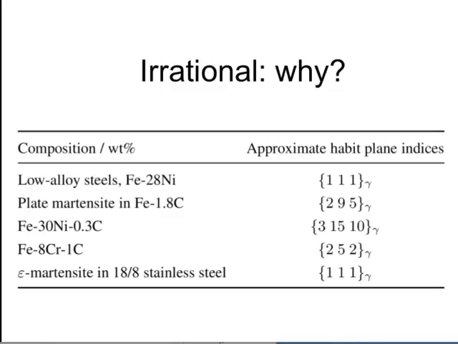But the strange thing about this is that the plate forms on specific crystallographic planes. But those crystallographic planes are not simple ones like 111, so I've labeled that as approximate habit plane indices. The actual habit plane is irrational. That means, the square root of 2 is an irrational number. It goes on forever. So why should martensite form on these weird planes, and also be irrational? Because when we think about slip deformation, it happens on close-packed planes in close-packed directions and so forth. And yet we have approximately (3 15 10) and (2 5 2) and so on. So why does it form on these strange crystallographic planes?